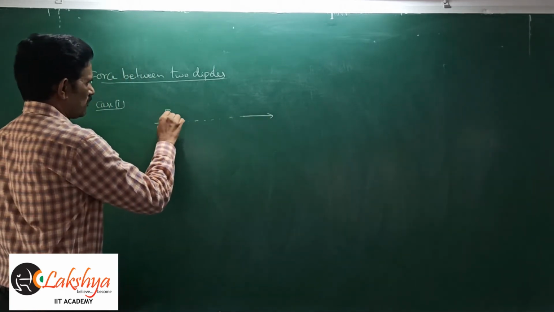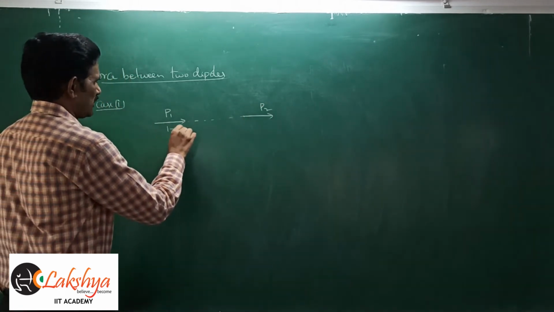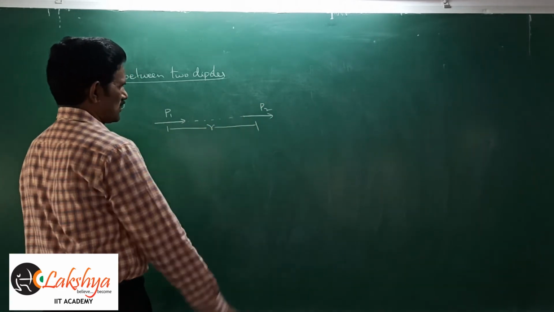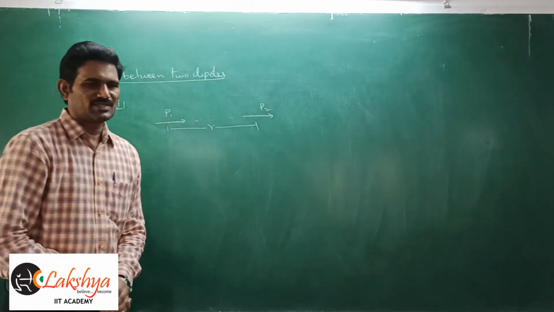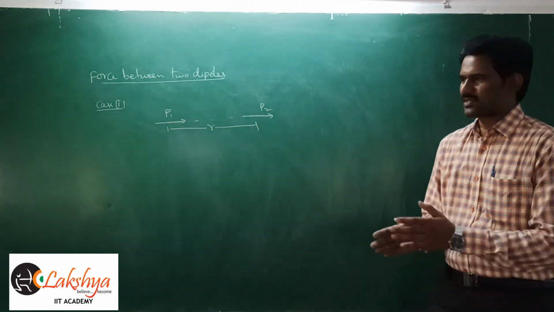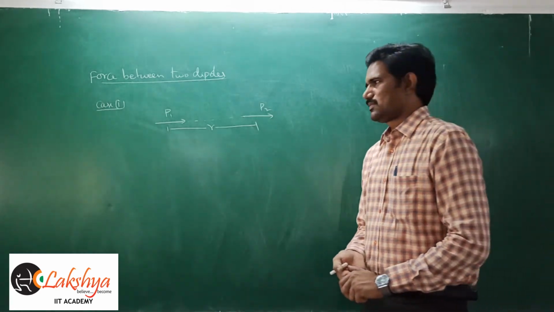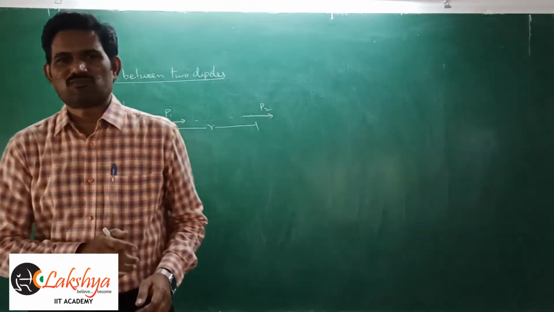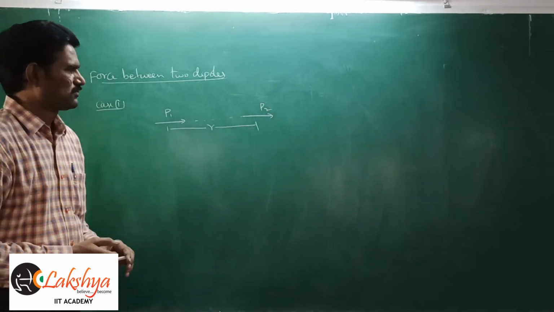This is, suppose, P1 and this is P2, such that their centers are separated by a distance. So that is our situation. That means two dipoles are placed along the same line, which we are taking as case 1. When the two dipoles are placed along the same line, we are calculating the force between them. So that is our first case.